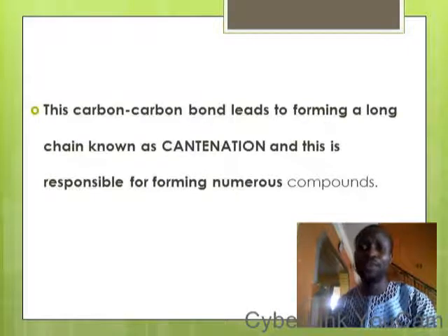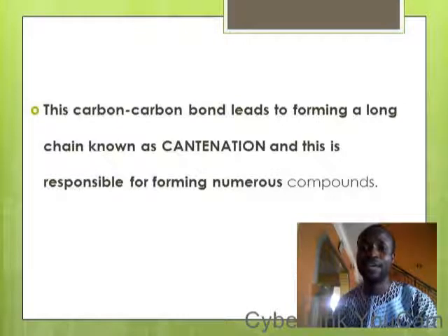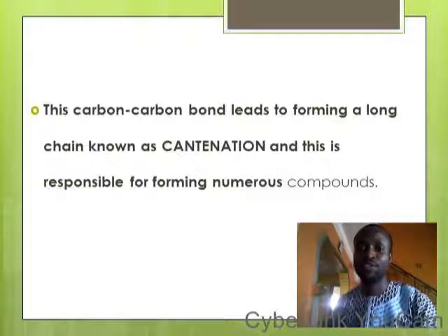The ability of carbon to combine with itself is called catenation. They can ask you this in form of a question. Catenation is the ability of carbon to bond with itself in forming a chain. This is responsible for numerous compounds.